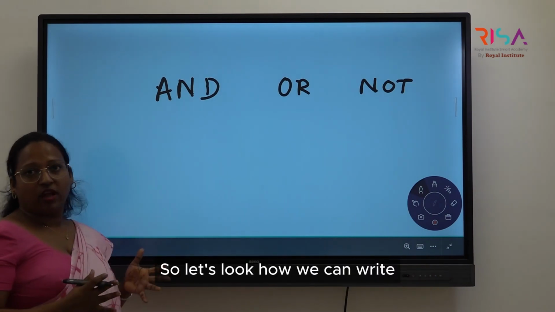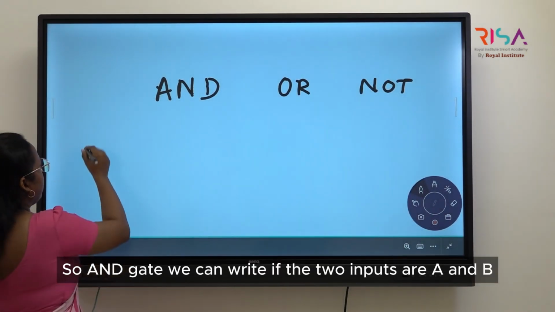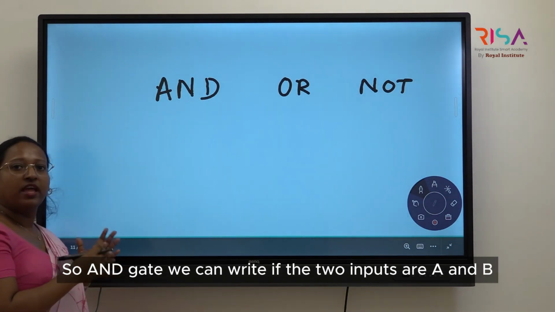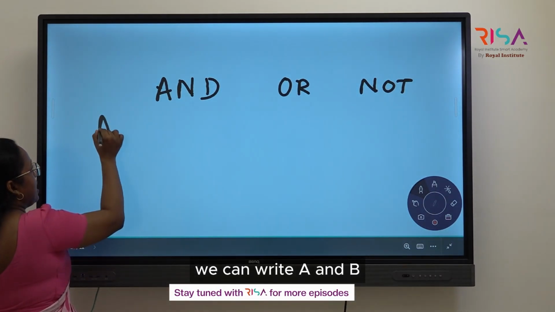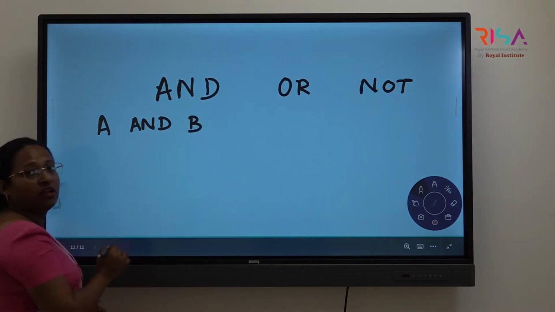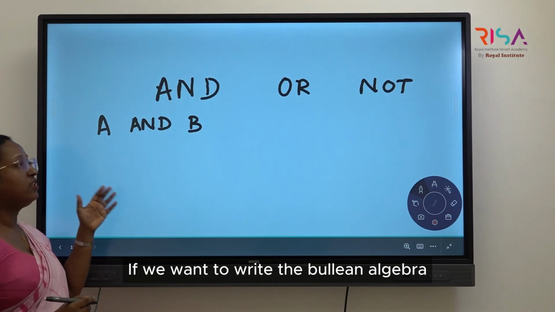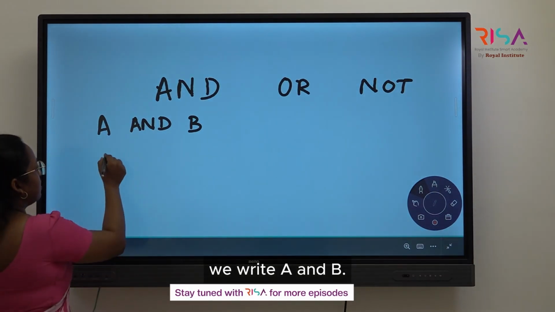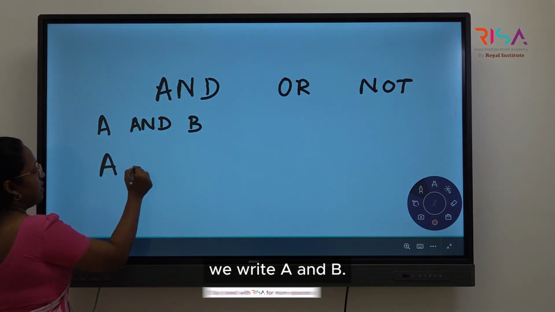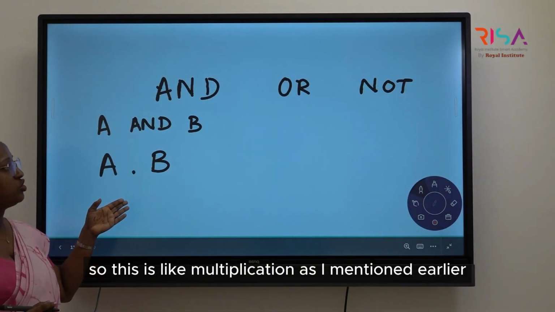Right? So let's look at how we can write the logic notation of the AND gate. For the AND gate, if the two inputs are A and B, we write A AND B. This is how we write the logic notation. If we want to write the Boolean algebra, we write A and B. Right? So this is like multiplication, as I mentioned earlier.